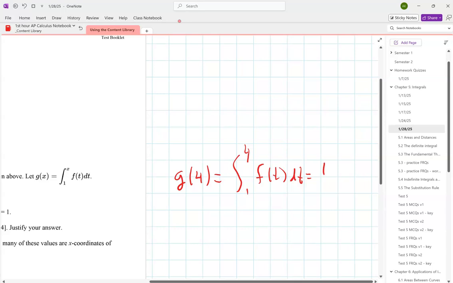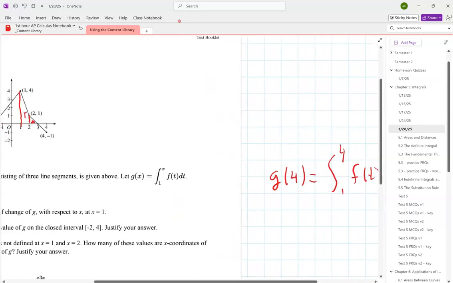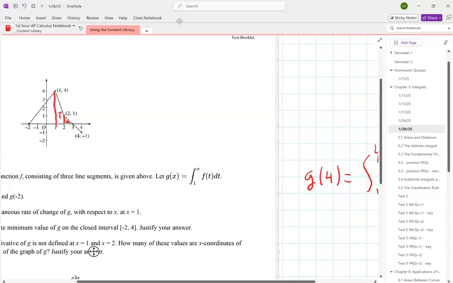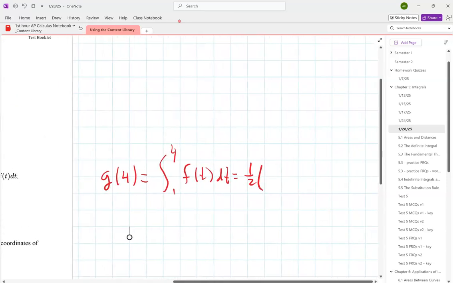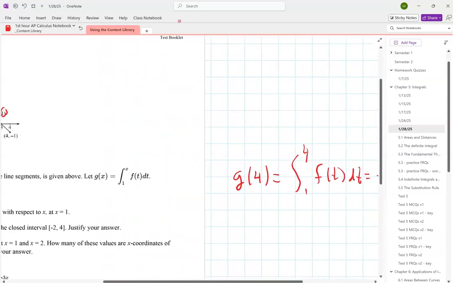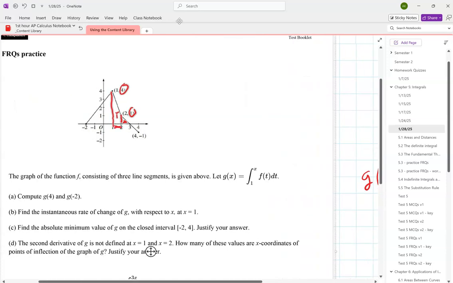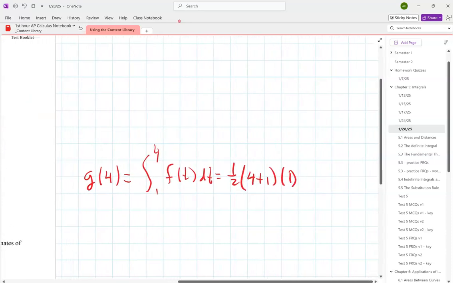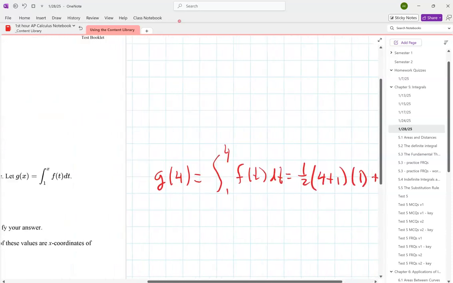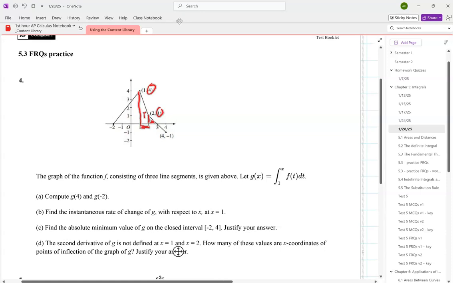So the area for a trapezoid is 1/2 the height times the sum of the bases, or the average of the bases. So our first base has height 4 and our second base has height 1. And then the height of the trapezoid is just that distance, which is 1. And then I have plus the area for that triangle, which is 1/2 base times height. The base and height are both 1.